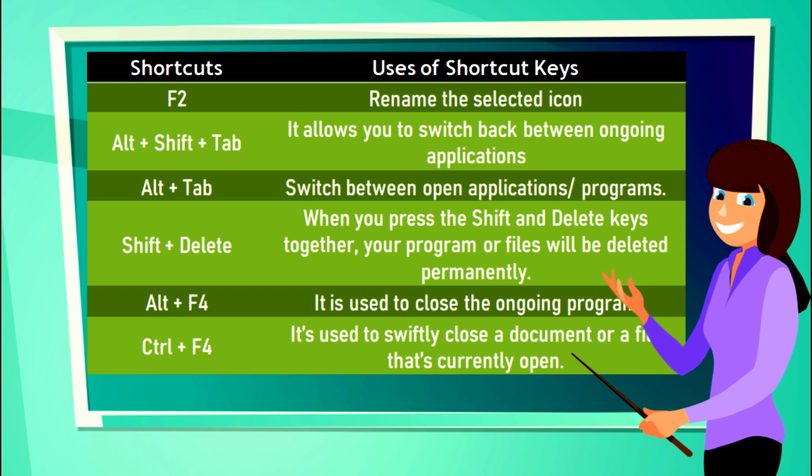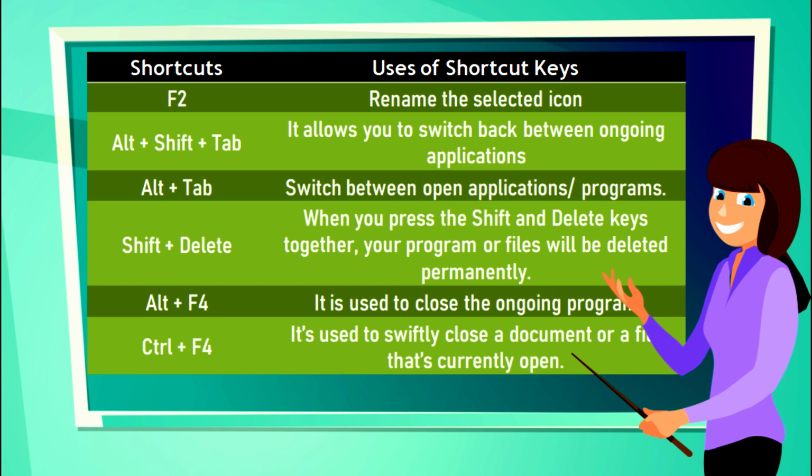Alt plus Shift plus Tab, it allows you to switch back between ongoing applications. Alt plus Tab, switch between open application programs. Shift plus Delete, when you press the Shift and Delete keys together, your program or files will be deleted permanently. Alt plus F4, it is used to close the ongoing program.